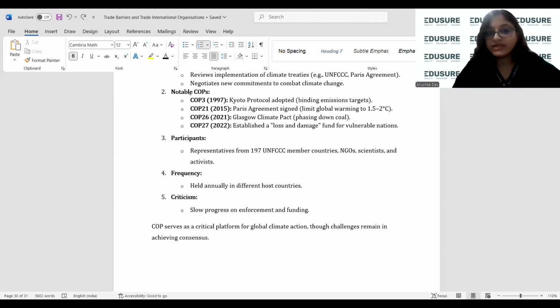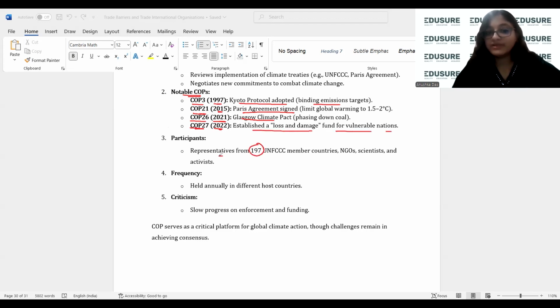And there are different notable COPs. COP 3 was in 1997, which is also known as the Kyoto Protocol. This you also study in paper 1. So at COP 3 the Kyoto Protocol was adopted. COP 21 was in 2015, which is the Paris Agreement. COP 26 was in 2021, Glasgow. COP 27 was in 2022, the Loss and Damage Fund for Vulnerable Nations.